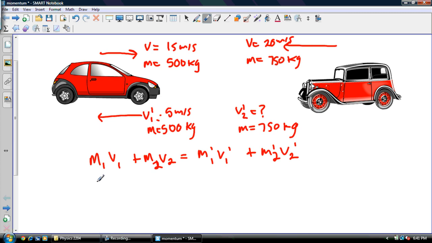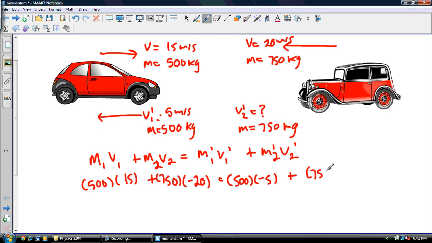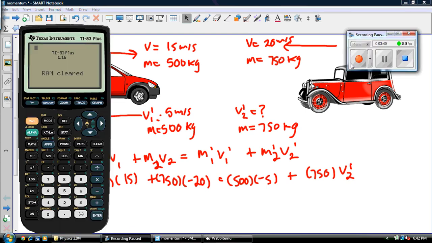So we've got 500 times a velocity of 15, plus 750, and recognize my velocity here is negative 20, equals, it's moving that way, so it's 500 at negative 5 plus 750 times my V2 after.